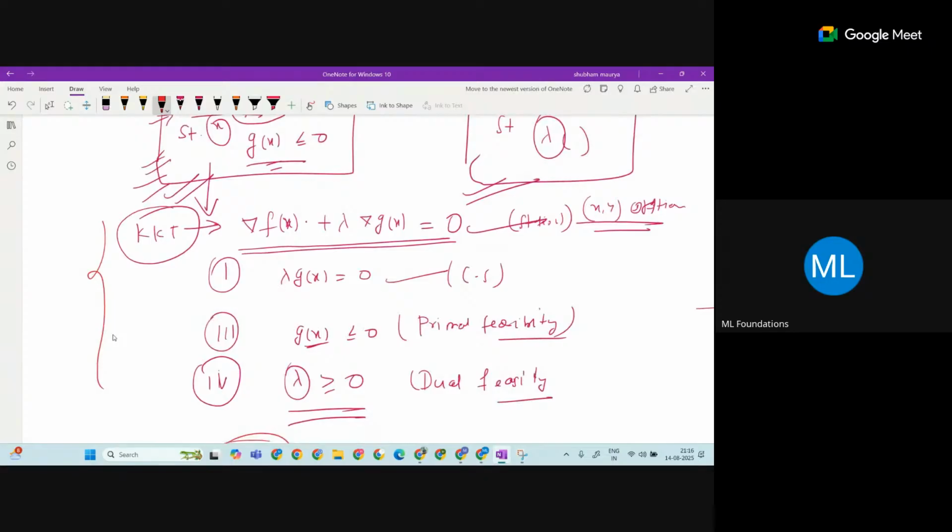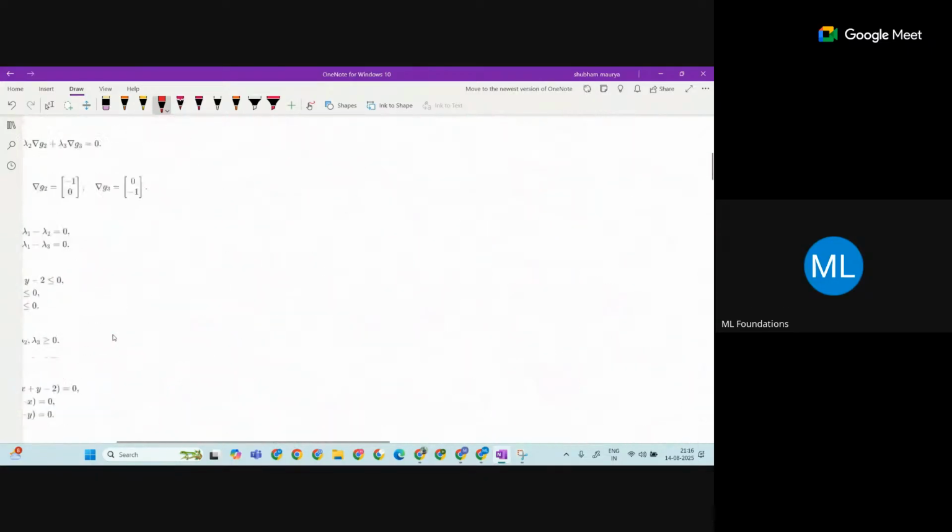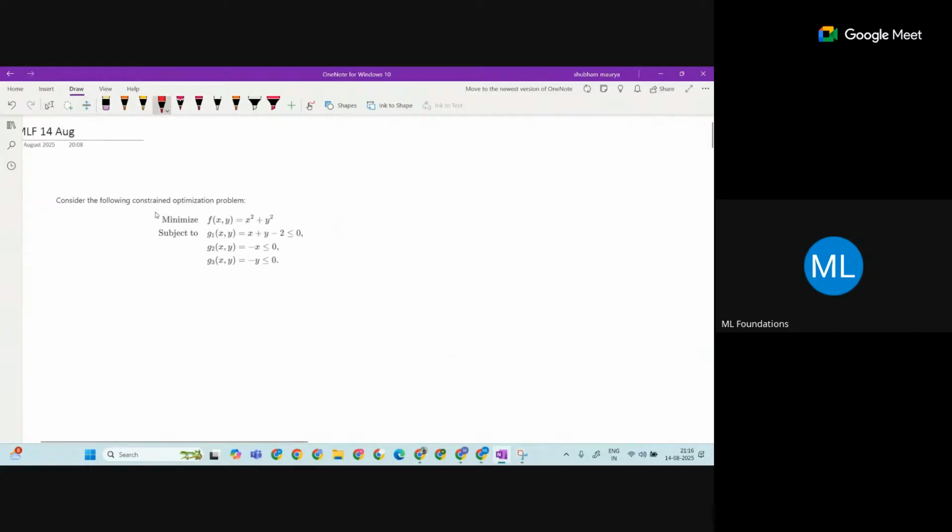So let's do one problem on it. I have one problem. I think this is in two variables only. I will verify also. I didn't check it. Let's do this problem. I will solve it with both methods. This is the minimization problem, subject to some constraints given.